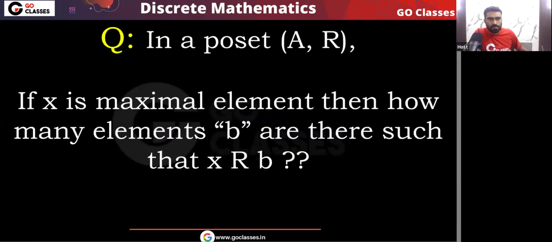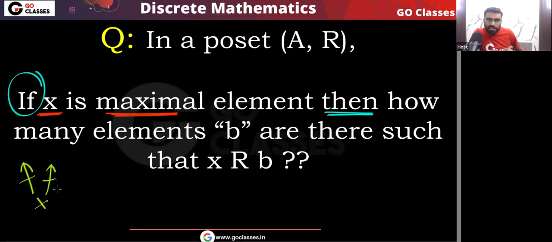Now let's see this question. Tell me the answer for this one quickly. In a POSET, X is a maximal element. If X is a maximal element, then how many elements B are there to which X will be related? See, X is maximal, which means X is not related to anyone else. So how many elements are there to which X will be related? The answer will be 1.